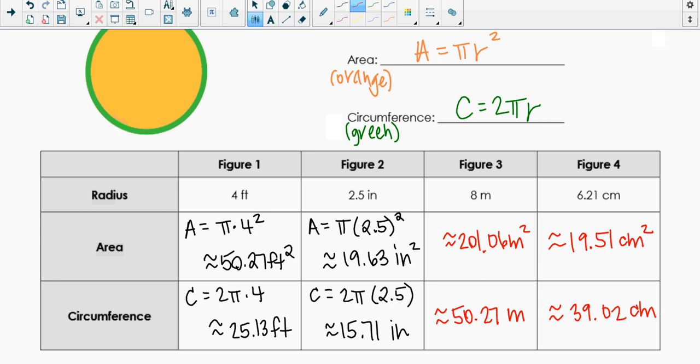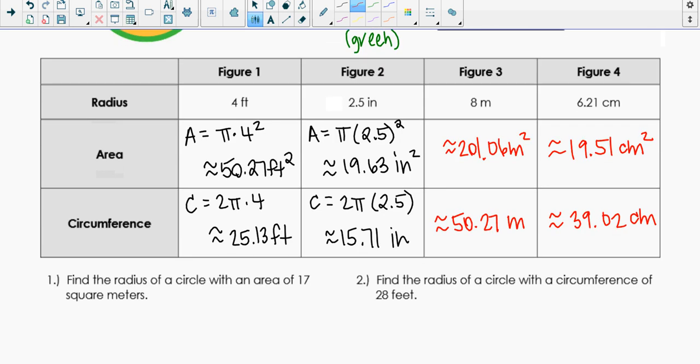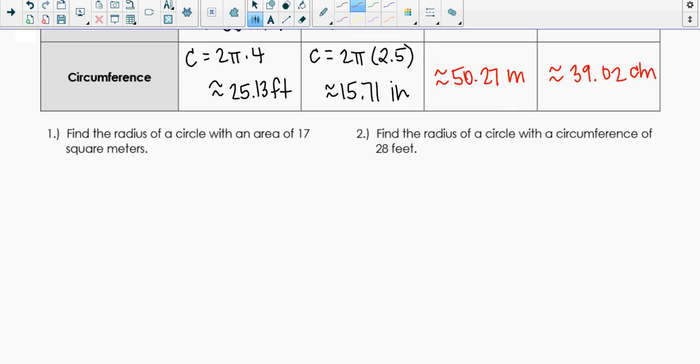These are the exact same type of question in the bottom. It's just written instead of explicitly given to you. So, number 1, find the radius of a circle with an area of 17 square meters. Okay, so this is kind of like one of the questions on your homework where we just flip what you're given. We're looking for the radius and give you the area.